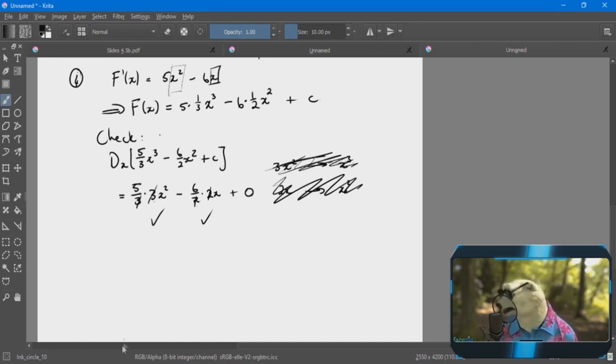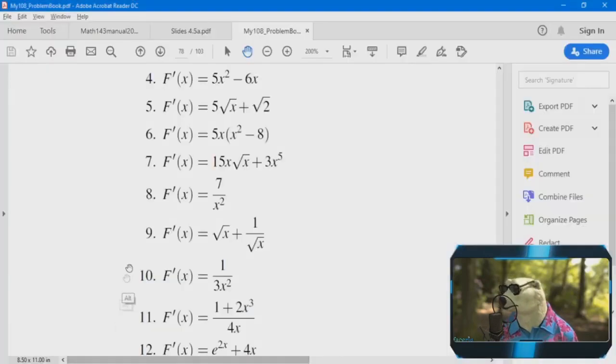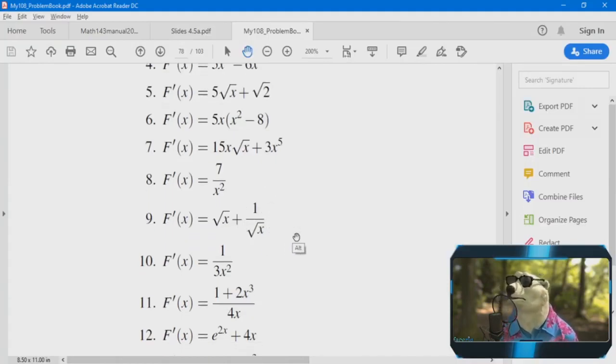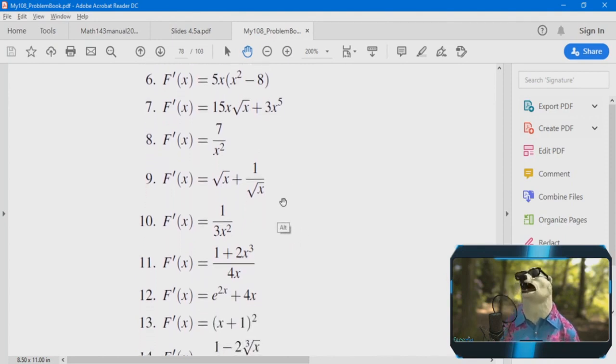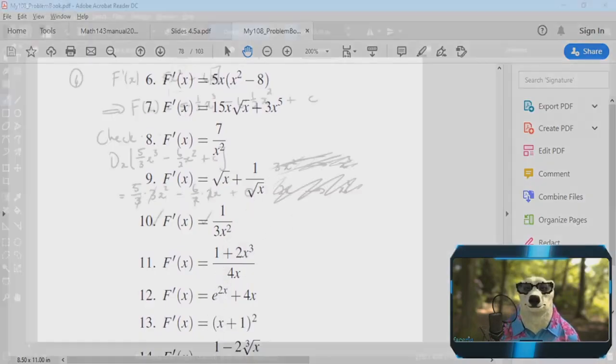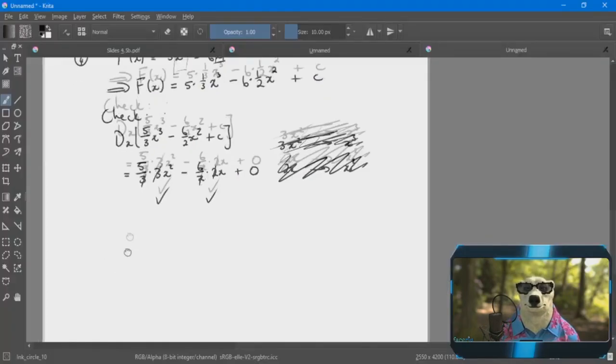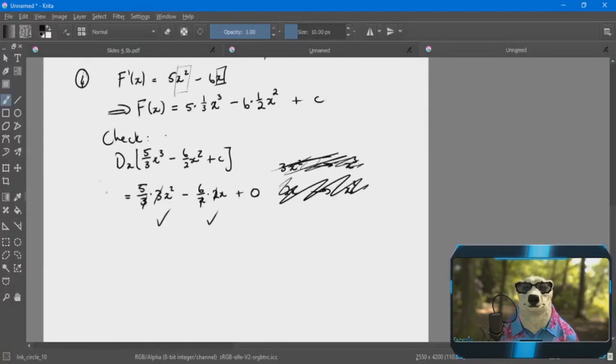All right. We'll just keep going. That's all we're doing for today, getting used to this antiderivative concept. If we look at something like number 6, 5x times x squared minus 8. Oh, new page again.